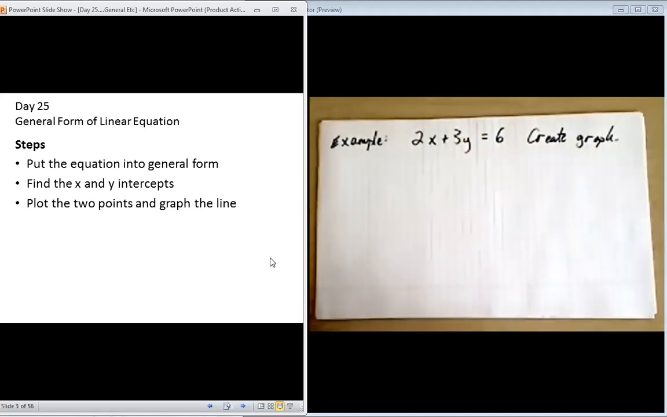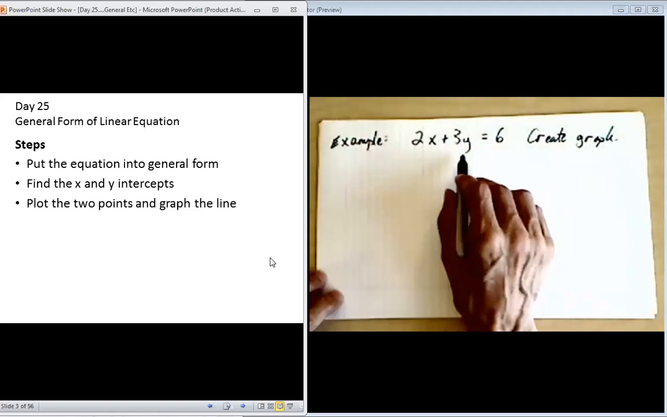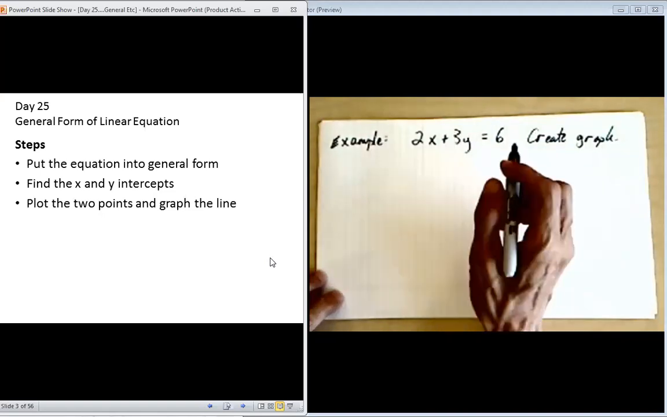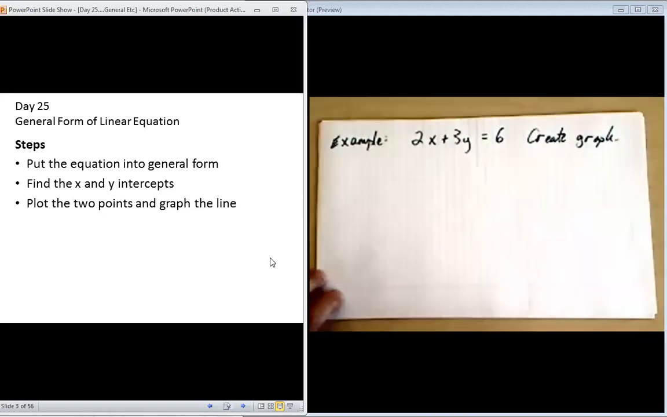So put the equation in general form. The first step, there it is. It's already done. This is like ax plus by is equal to c and no fractions. Good. Here's what you do to find the x-intercept and the y-intercept.